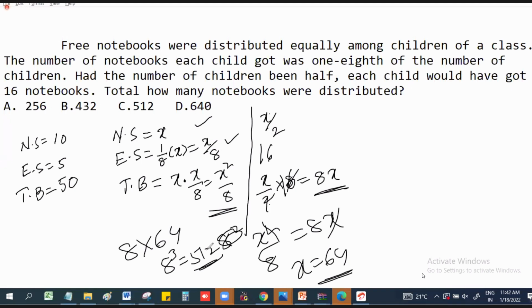That is nothing but 512. 512 is the correct answer.